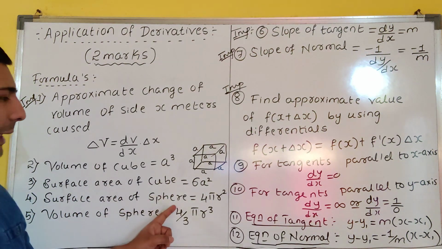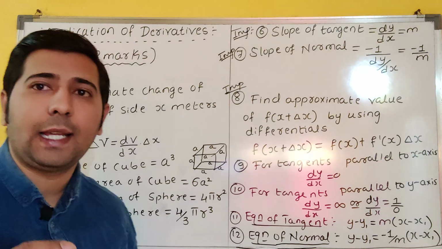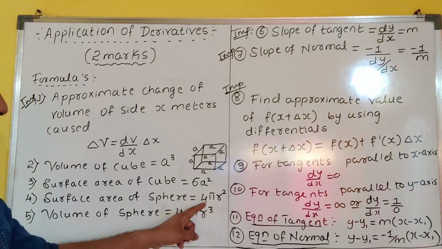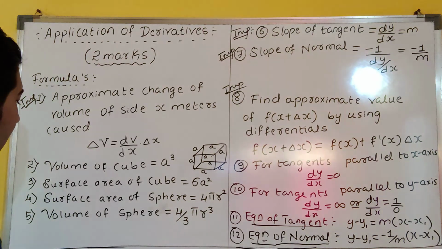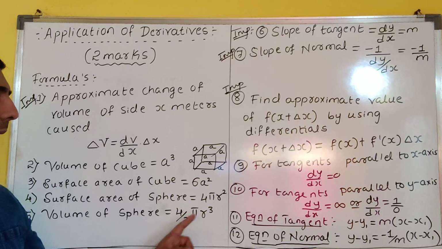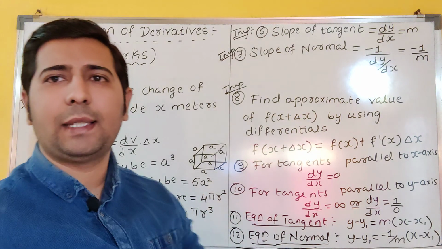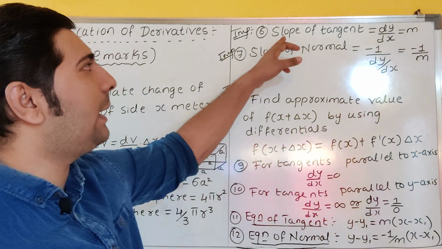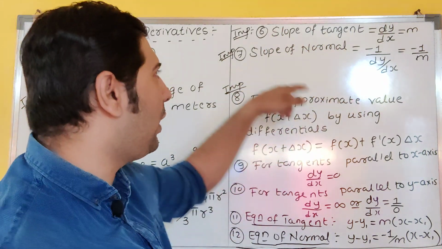Surface area of a sphere is what? Surface area I am saying, not volume of sphere. Surface area of a sphere is equal to 4 pi r square. Now next, volume of a sphere is 4 by 3 pi r cube. So these are the basics you have learned in 10th also, dear students, and these you have learned in college level.